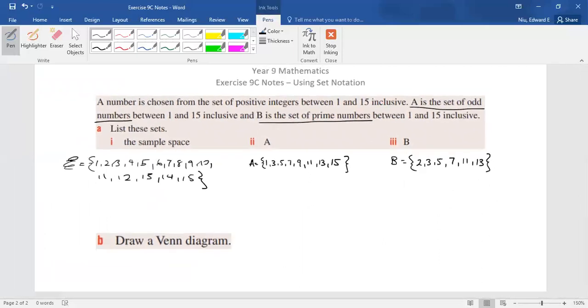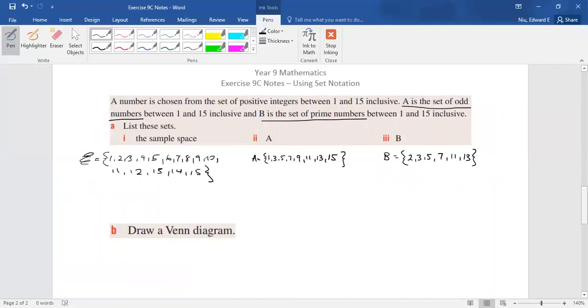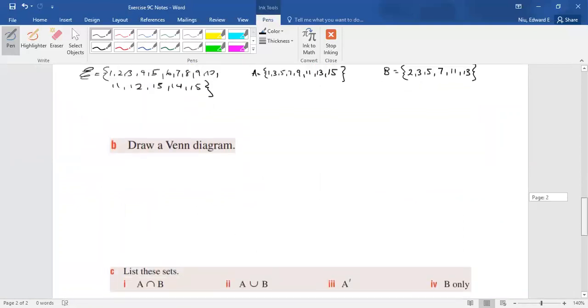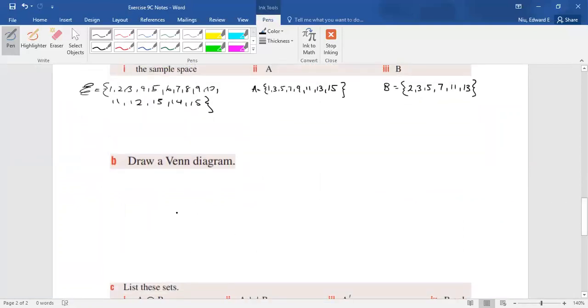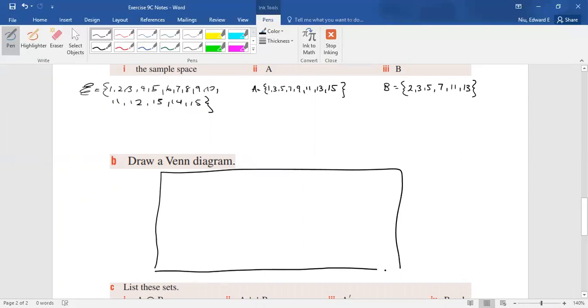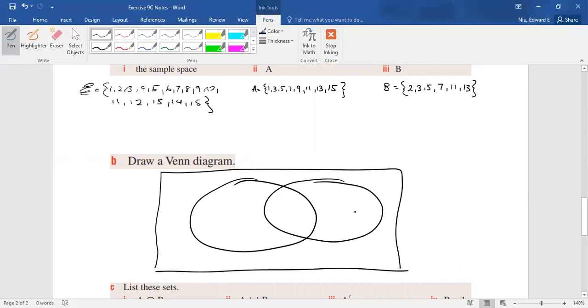From here it tells us to draw a Venn diagram. Remember, with our Venn diagram, we have a big rectangle that encompasses the 2 circles. Let's call this left circle, circle A, right circle, circle B.